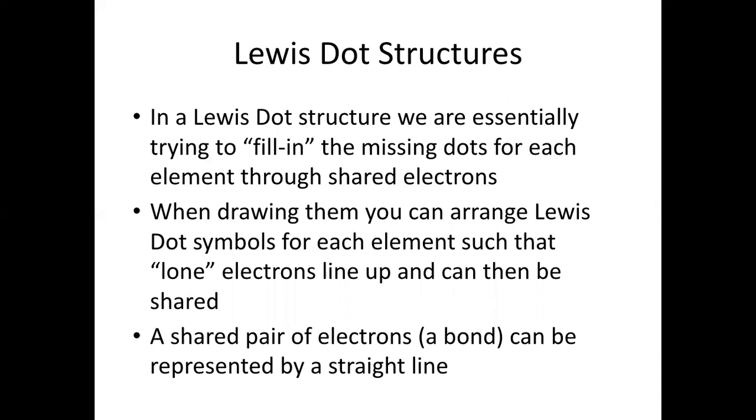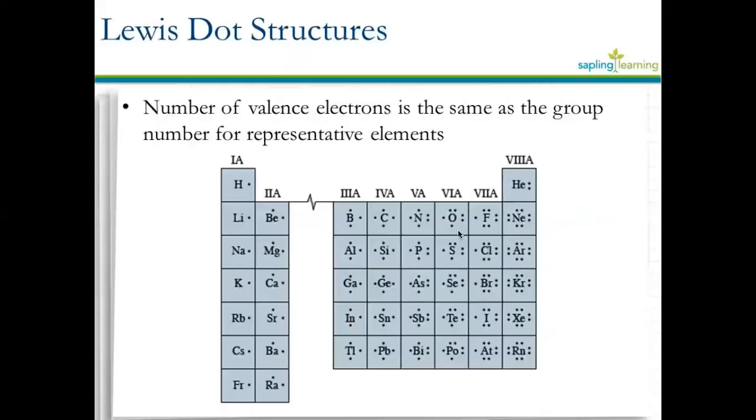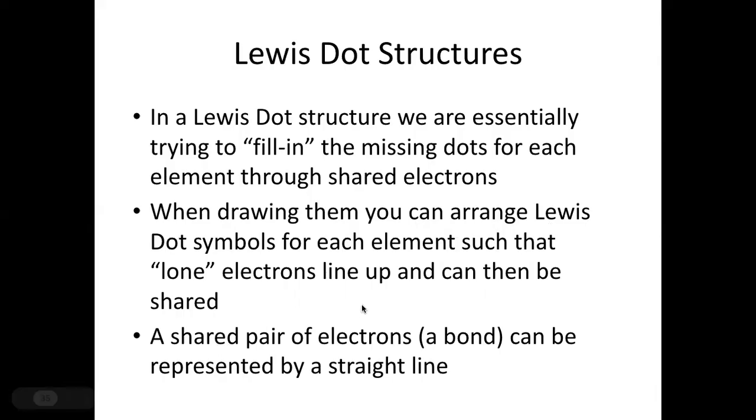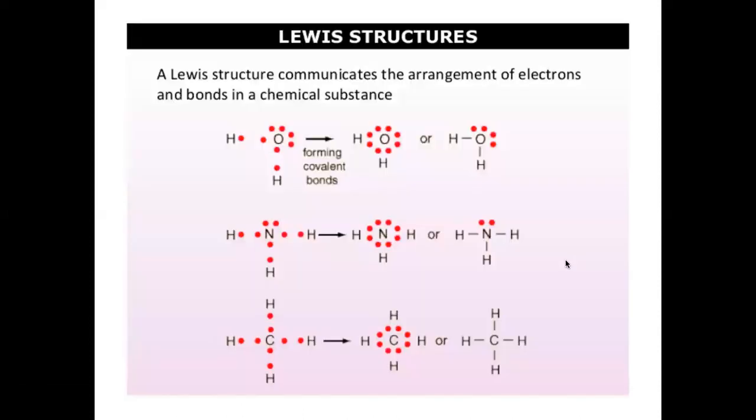In a Lewis dot structure, we are essentially trying to fill in the missing dots for each element through shared electrons. When drawing them, you can arrange Lewis dot symbols for each element such that lone electrons line up and can then be shared. By lone electrons, we mean like here in this example, these are lone electrons. These can have and should have 2 electrons here, but they're by themselves. And a shared pair of electrons, a bond, can be represented by a straight line. And I'll show you what that means in this example here. So we're going to use the example of water.